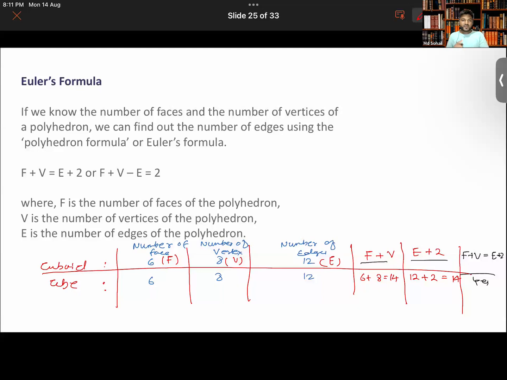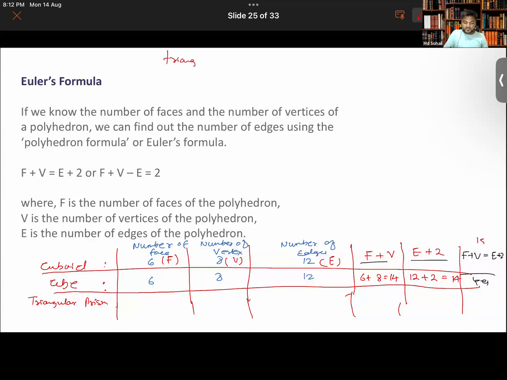For example, if I give you a triangular prism, write the number of faces and vertices in it, add them as I have added them, and see if F plus V is equal to E plus 2. Okay, let me draw the figure to help you guys here. So how does a triangular prism look like? It's a triangular prism, right? Okay, so do this one.